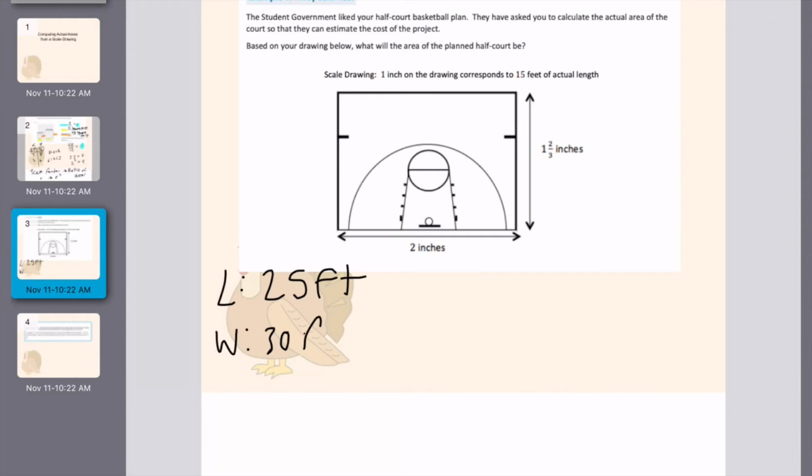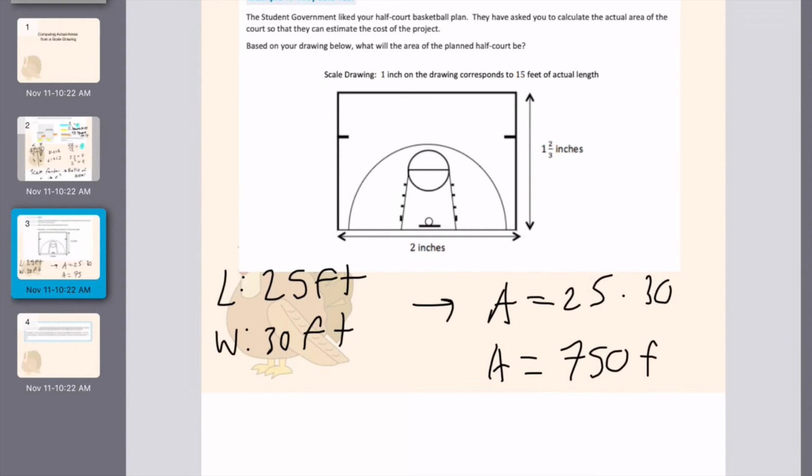So our first method of finding the area is just doing area equals 25 times 30 feet, which is going to give me 750 feet squared, or square feet. Okay? So that's our first method of trying to figure out what is going to be the area of our actual image instead of our scale image. But what happens if we don't know what to do in this case? So I'm going to take that in our second approach.